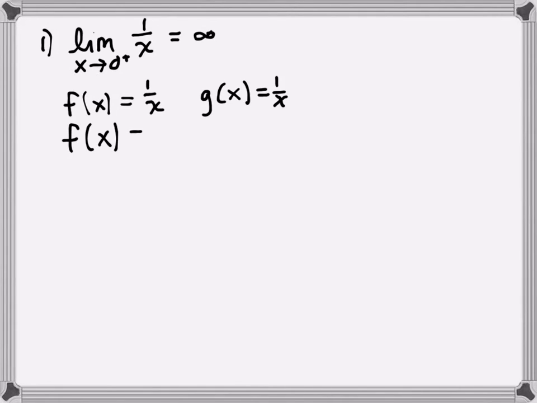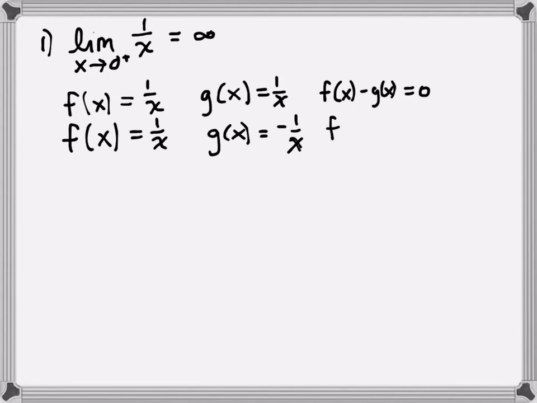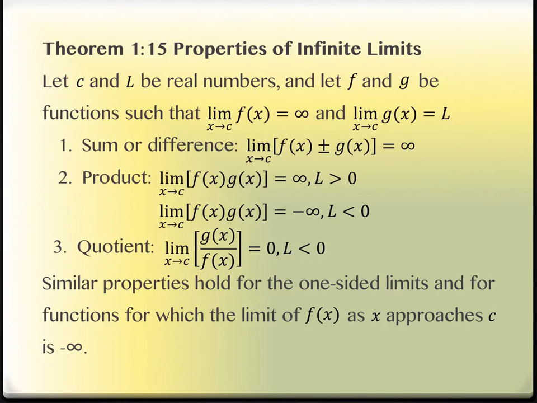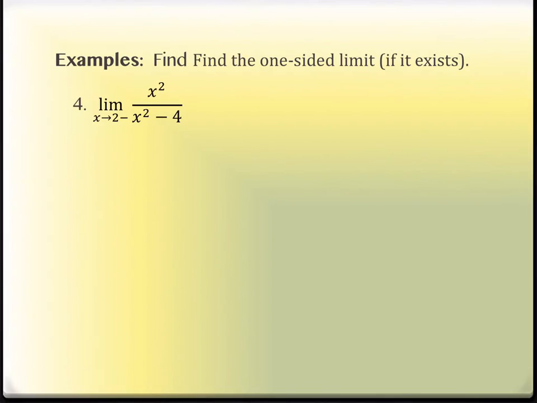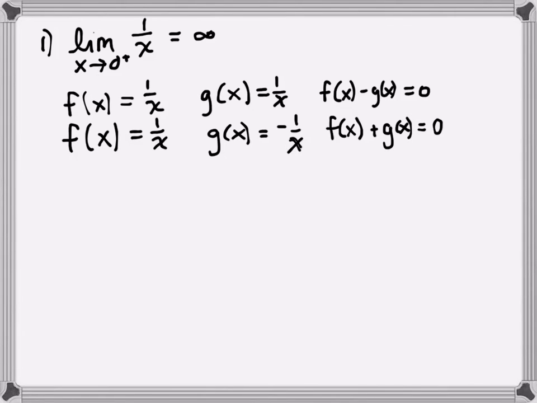You could do the same thing for addition. You would just need one of the functions to be 1 over x, and the other function could be, if you were adding it, negative 1 over x. So on this first one, if you did f of x minus g of x, you get 0. The second one, f of x plus g of x, also equals 0. Okay, well that's not what that definition said I would get if I had one of them infinite and the other one finite. So I gave you some examples where it didn't fit the criterion.